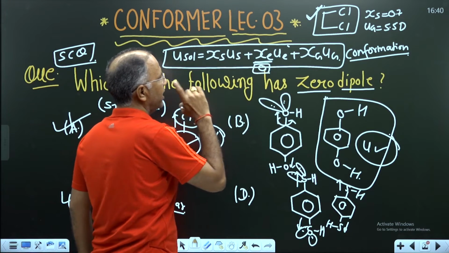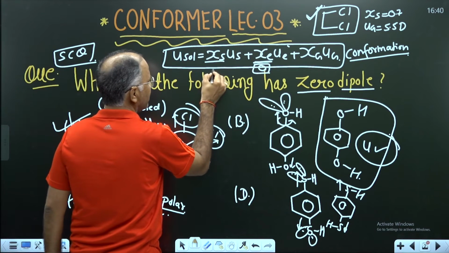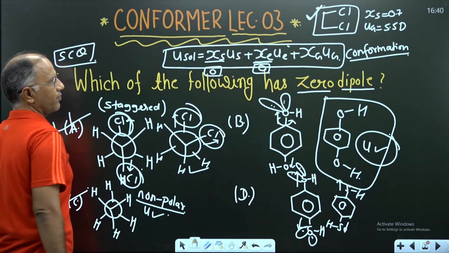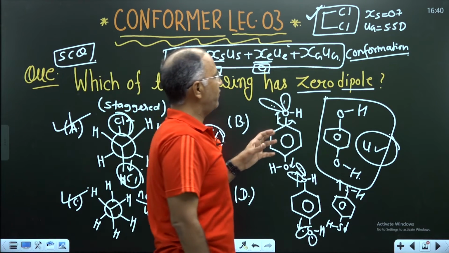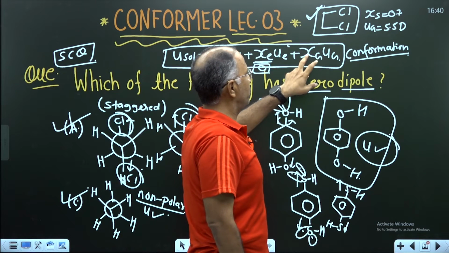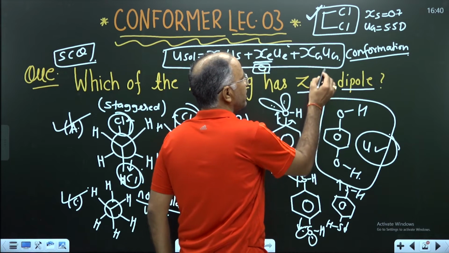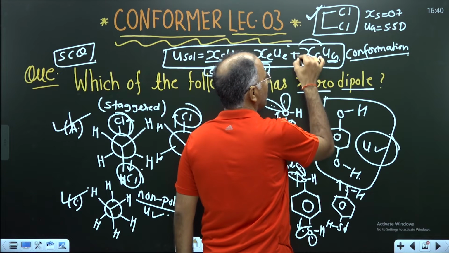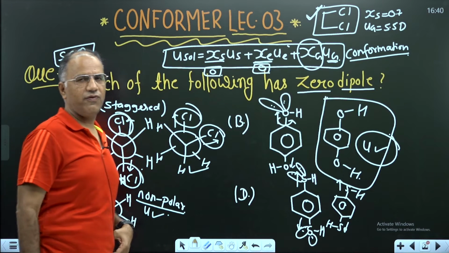Now similarly, the dipole of the staggered conformer is 0. This means this term is also 0, because we know the dipole of the staggered conformer is 0. Now in order to find the overall dipole, we require two things: first, the mole fraction of gauche, and second, the dipole of gauche. Since we know the dipole of gauche is 5.5 D, what is the mole fraction of the gauche conformer? This is the only unknown term which we have to find.